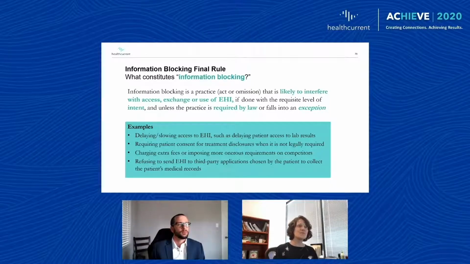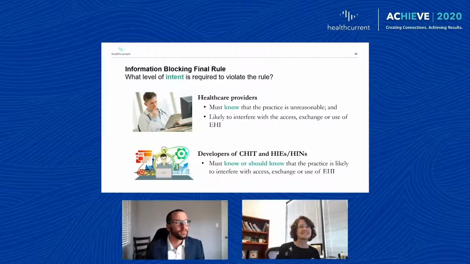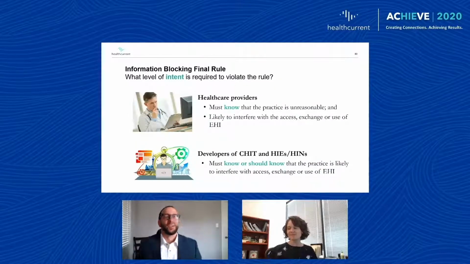All those things implicate information blocking, but the good news here is that that doesn't mean that you violated the information blocking rule. As I said, you have to have the intent and the interference. If it's required by law or falls into an exception, it won't be information blocking. So now I'm going to hand it over to Chase, and he's going to tell us a little bit about what isn't information blocking. Great, thank you, Mel.